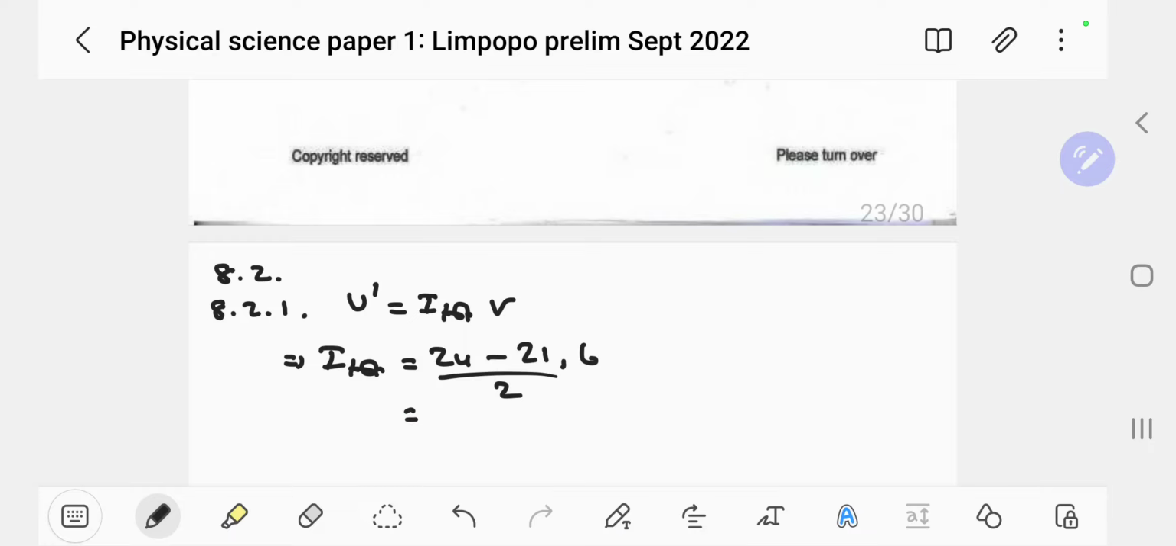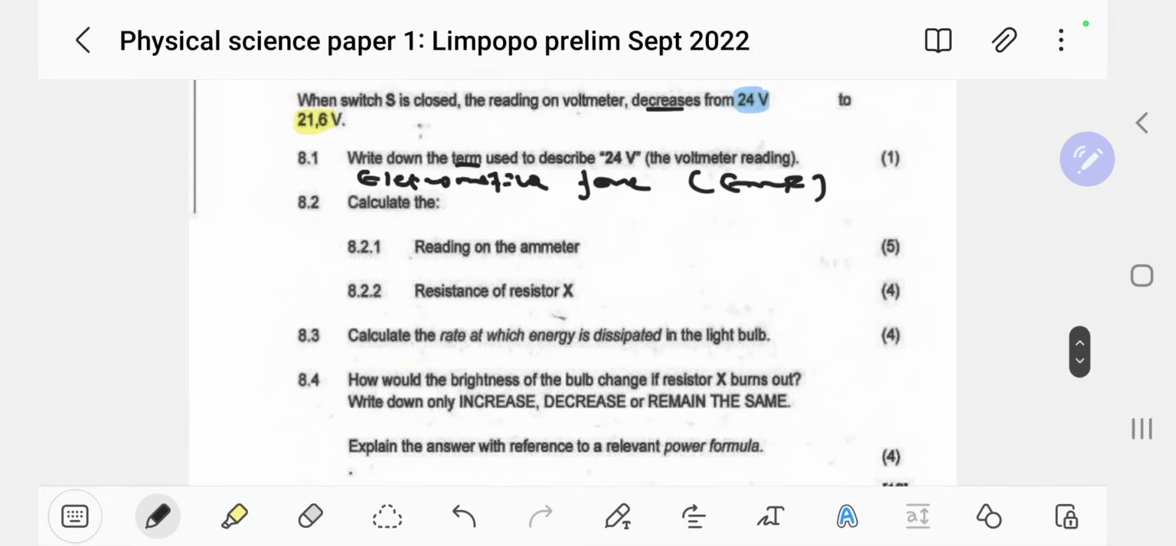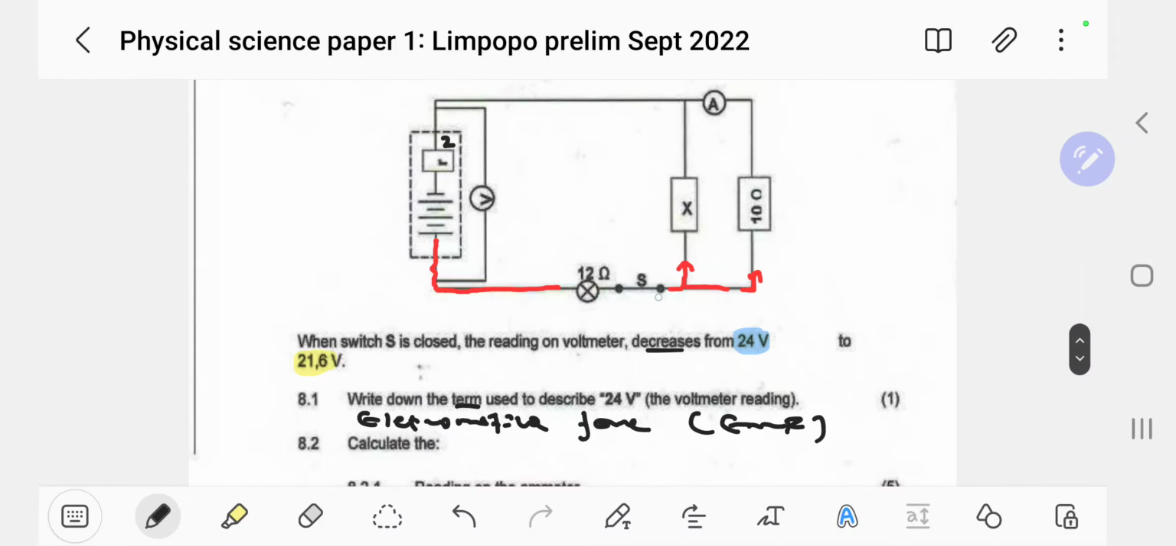Otherwise, yeah, it's not good. 24 minus 21.6, divided by 2. So I'm getting 1.2 amperes. Okay, that is an intermediate step. So I have found the total current, meaning the current that is going to split into these two.